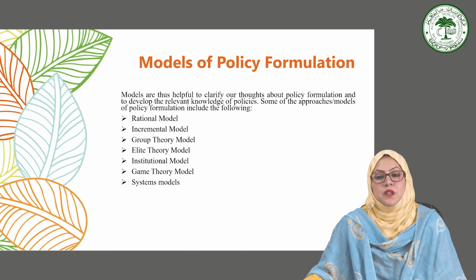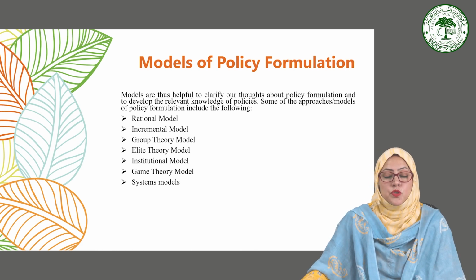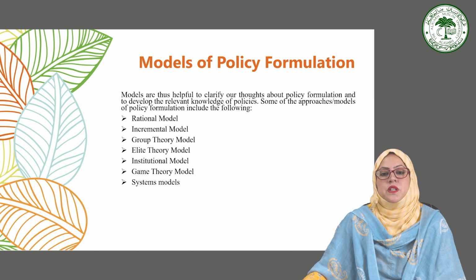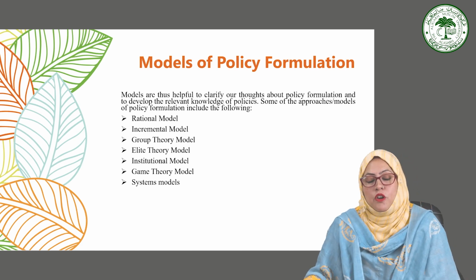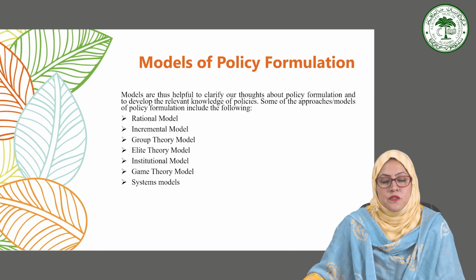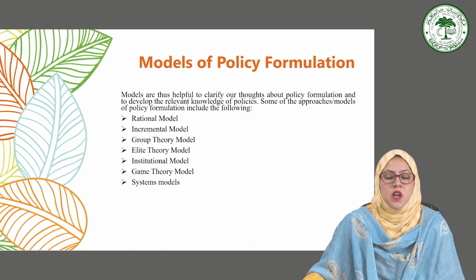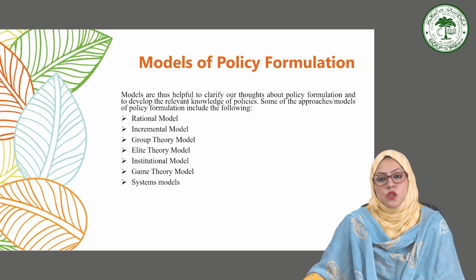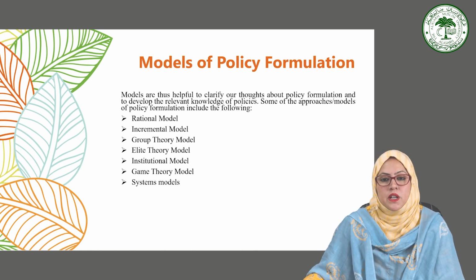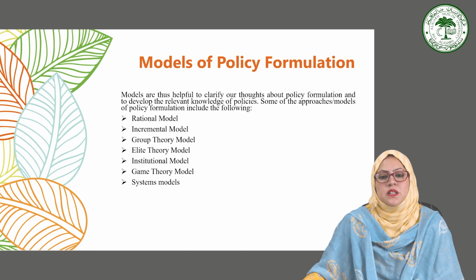A policy is said to be rational only when these steps are followed: identification of society's values, preferences, and their relative weights; finding the policy alternatives which are available; evaluation of the consequences of each policy alternative; calculation of the ratio of benefits to cost for each alternative; and then selection of the most efficient policy alternative. These are very important.